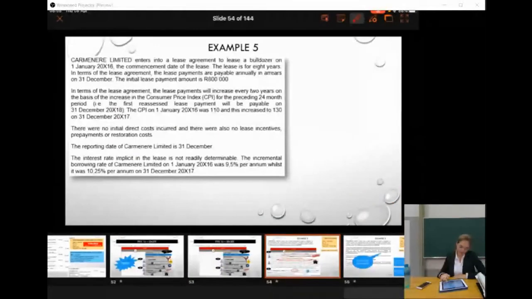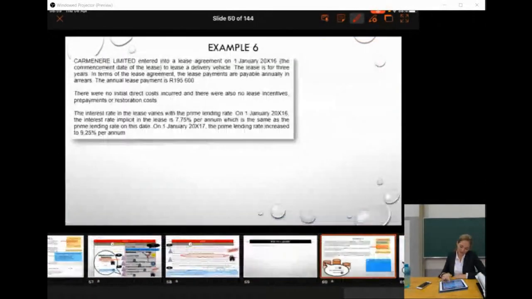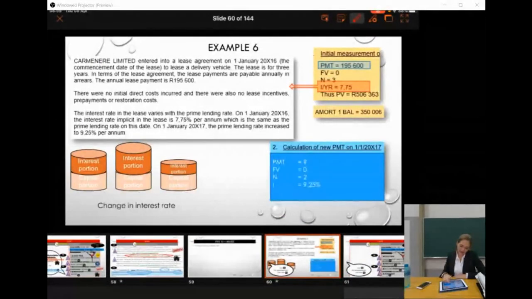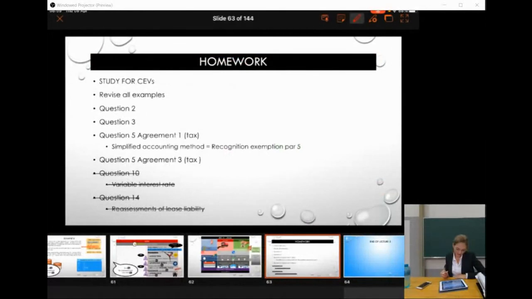I want to quickly check your homework, because there will be some of the questions now that you won't be able to do. Yeah, so question 14 has the reassessments of the lease liability, so I think you can leave that one out. And question 10, variable interest rate, so don't do that one yet. Otherwise, you should be fine with your homework.